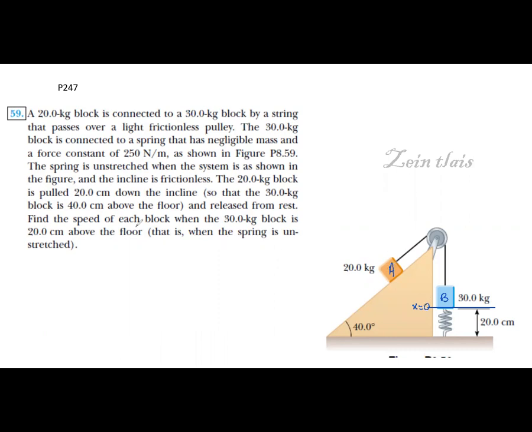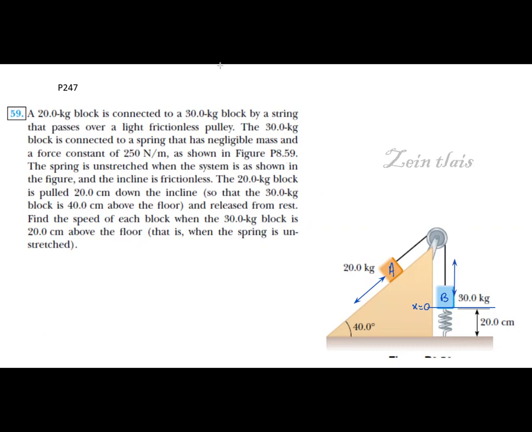We push here, and block A is pulled 20 centimeters down the inclined plane. The inclined plane has no friction, mu equals 0. I push this system down 20 centimeters. So in this case, B will be pulled up 20 centimeters.